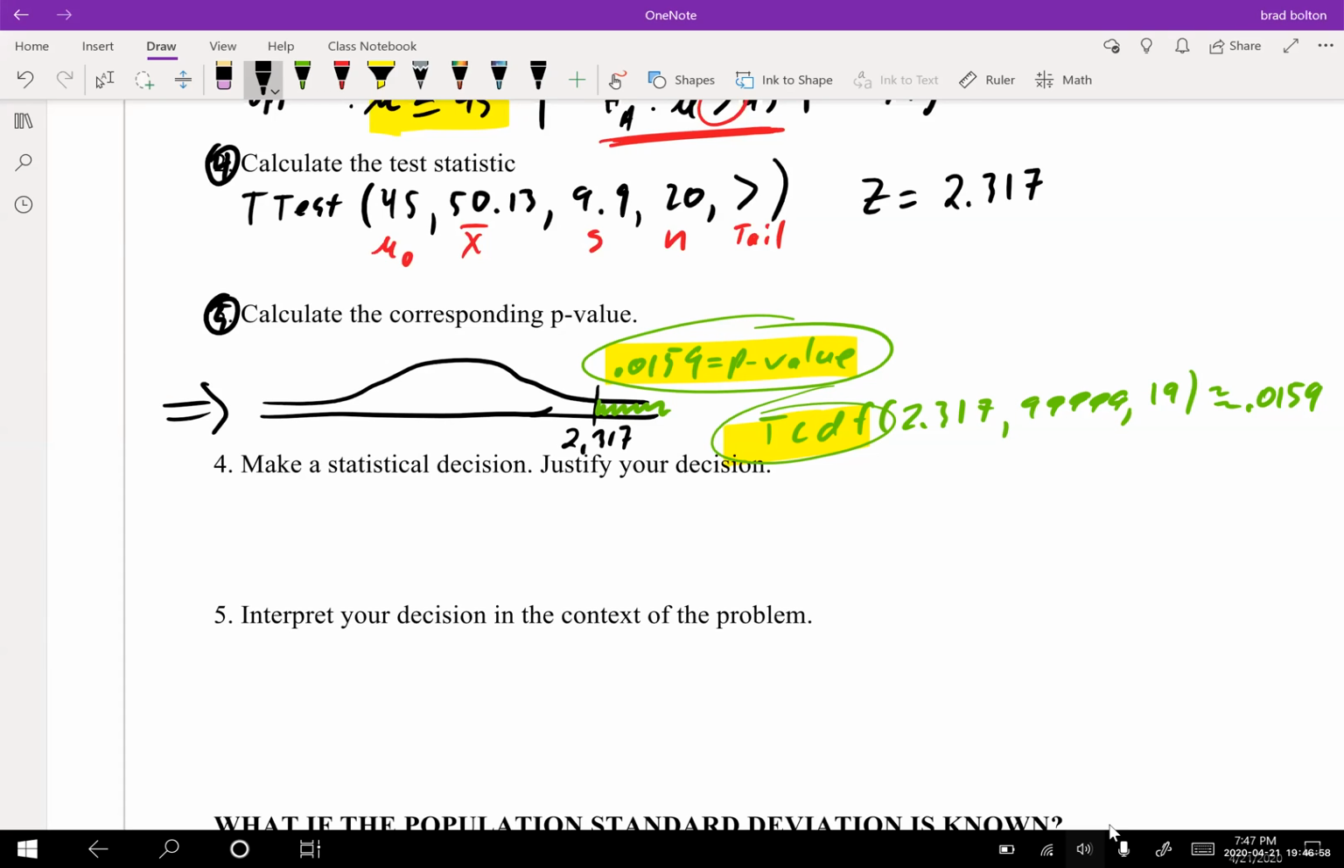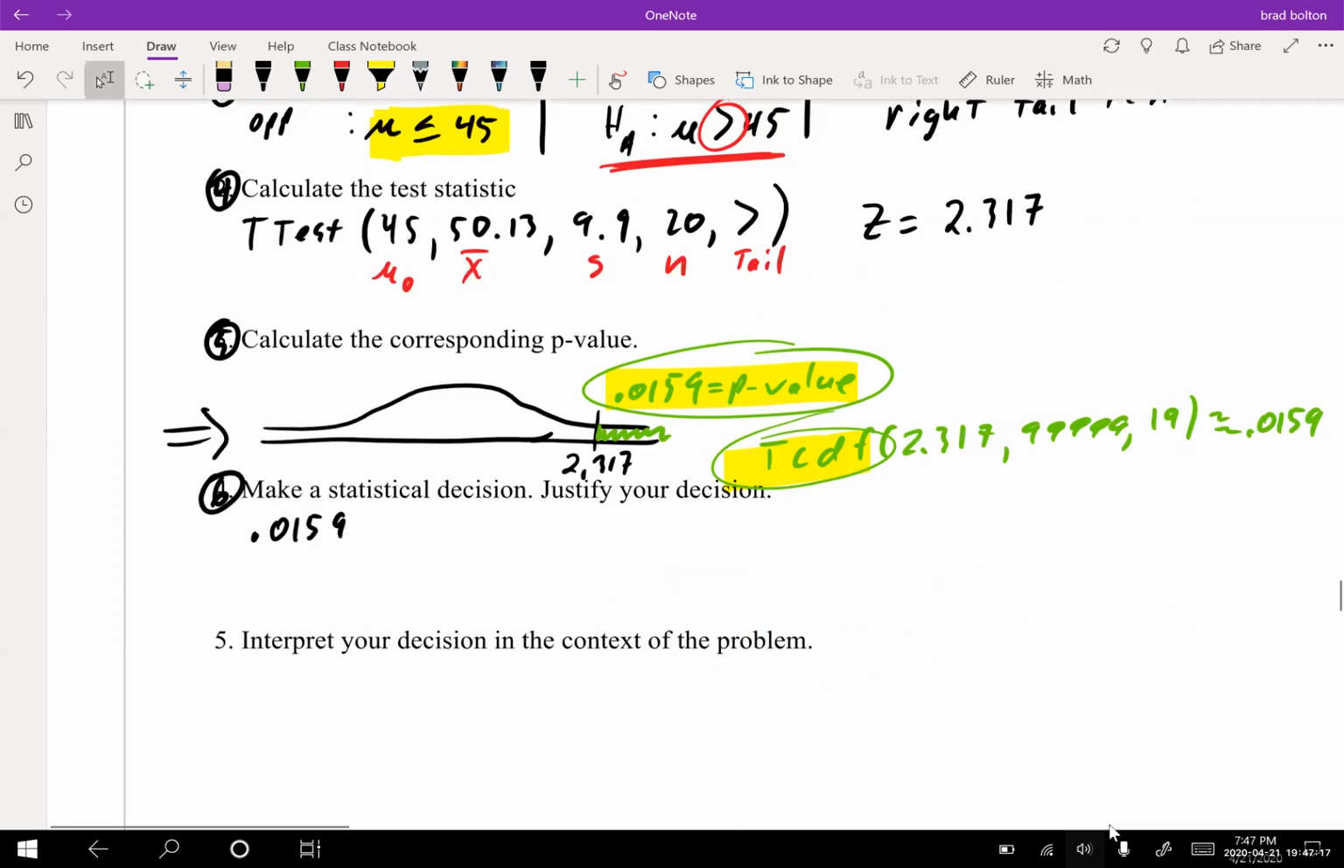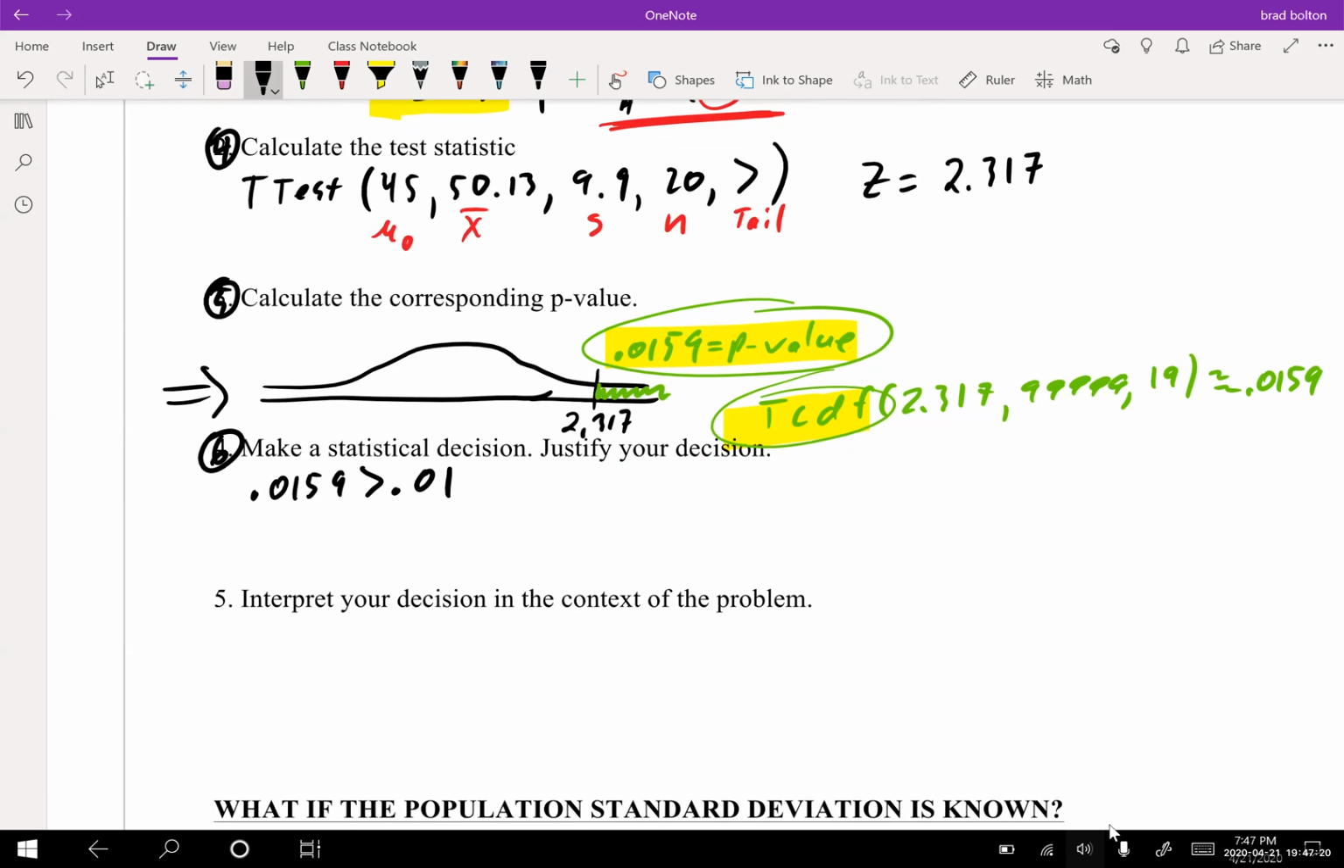Okay, so 0.0159 is not a super small p-value. So we have to compare it, and we can't automatically say reject the null. So let's show my p-value of 0.0159 is greater than our alpha of 0.01. So this is my p-value, greater than my alpha, significance level.